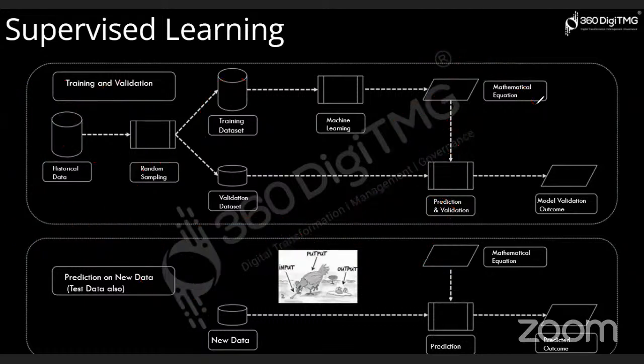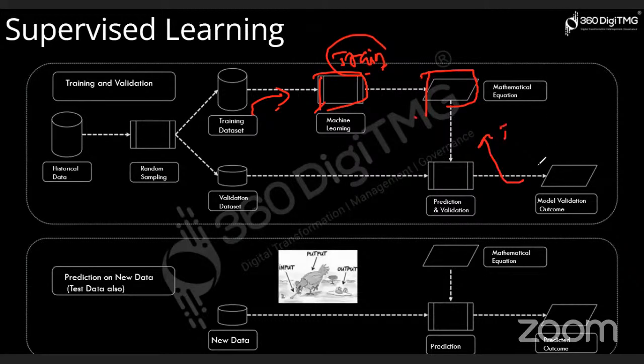Once it is done, we will be training the machine learning model based on the training data. And once the machine learning model is trained, then you can supply your test data, and then you can do the prediction.